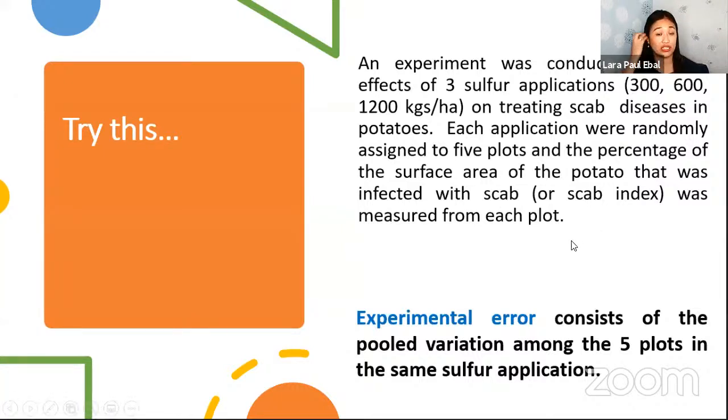An experiment was conducted. It's the same example, the potato example that I gave you. The experimental error there consists of the pooled variation, the pooled discrepancies, among the 5 plots. So what are these 5 plots? Yun yung experimental units natin in the same sulfur application. So in the same level of sulfur, say 300 or 600 or 1,200. So at least now we learned that we have this experimental error defined in this way. So it's the pooled variation.